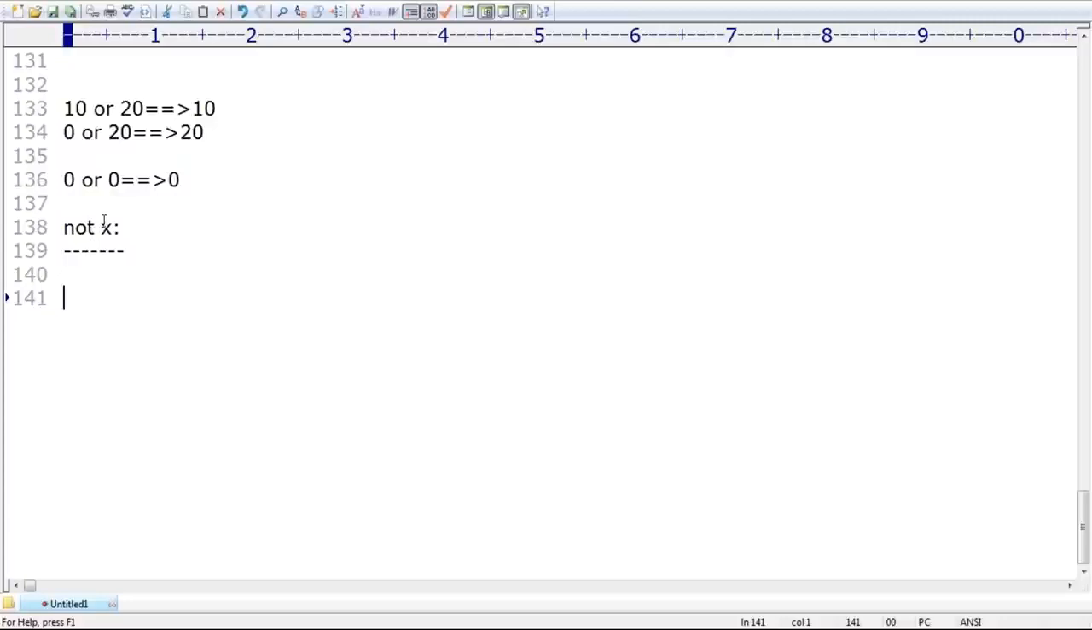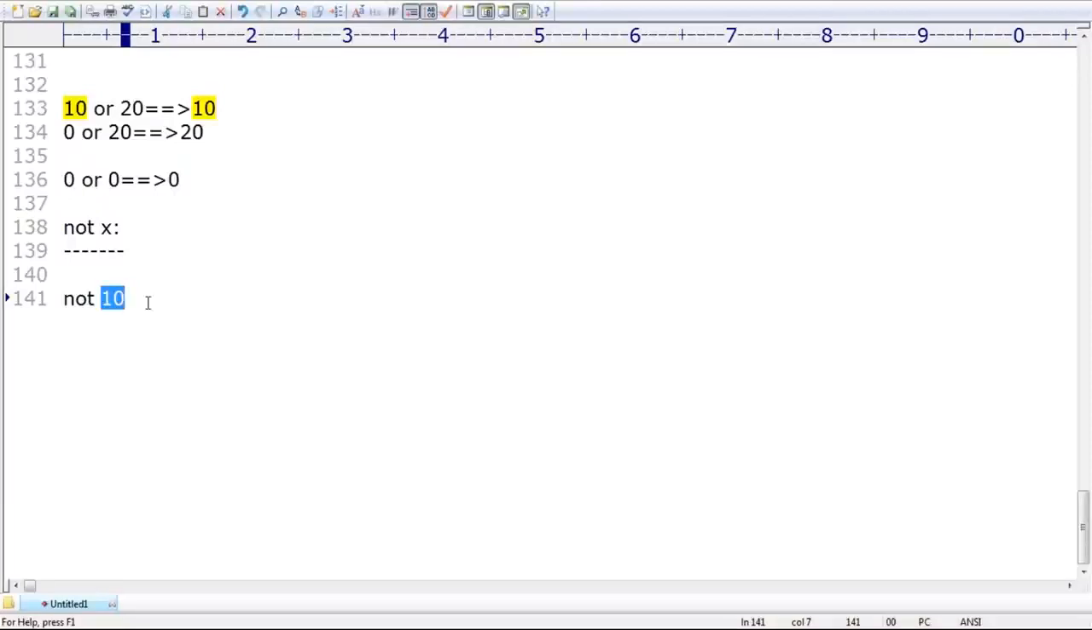Sir, if X evaluates to true, then the output is false. If X evaluates to false, then the output is always true. Now observe very carefully, sir. Not 10. What is the answer we are going to get? 10 means true or false? True. 10 means true because non-zero is always going to be true.